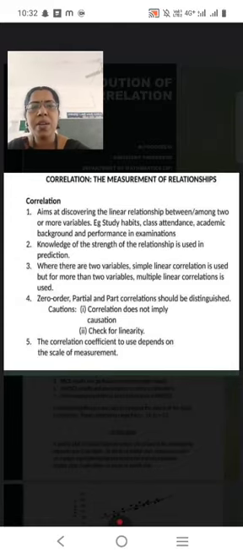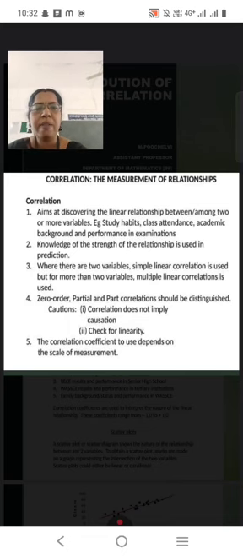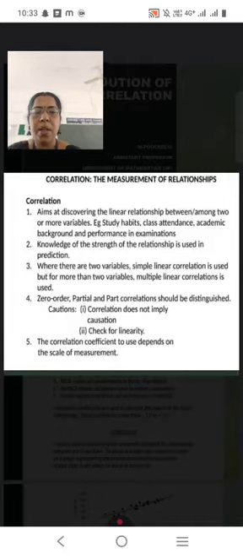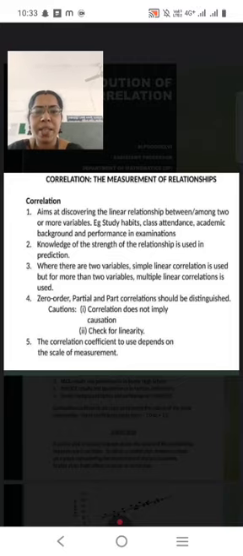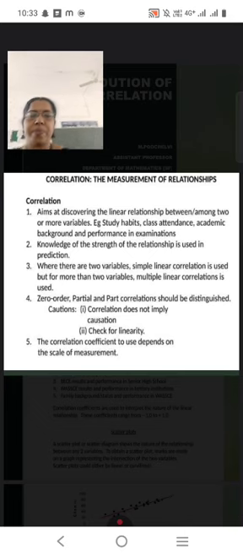The second one, knowledge of the strength of relationship is used in prediction. Third one, where there are two variables, simple linear correlation is used, but for more than two variables, multiple linear correlation is used. Fourth one, zero order, partial and part correlation should be distinguished. Cautions. First one is correlation does not imply causation. Second one, check for linearity. The last one, the correlation coefficient to use depends on the scale of measurement.